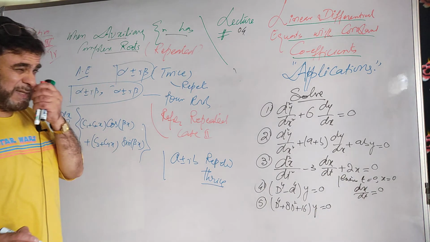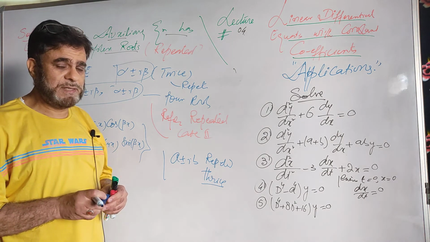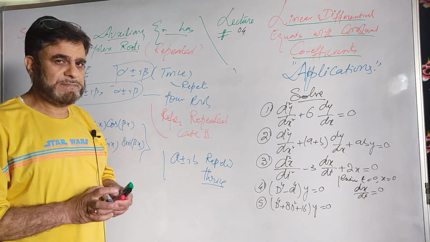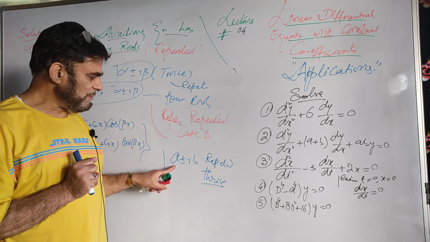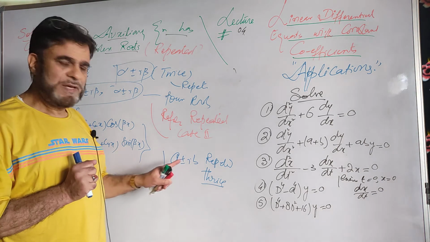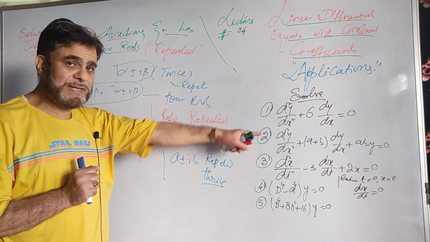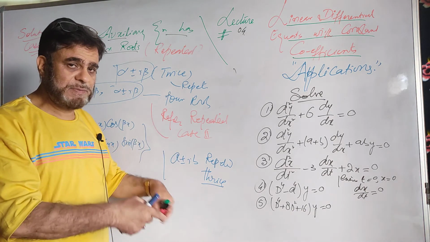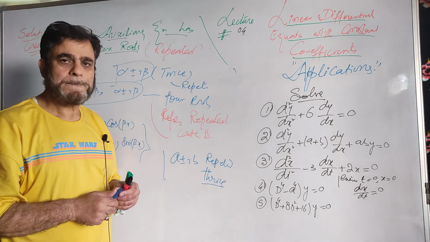Actually this will be the case when you are solving a differential equation with constant coefficients of degree 6. It will have degree 6, because this means there are 6 roots. One is a plus iota beta, then again a plus iota beta, then again a plus iota beta, then a minus iota beta, then again a minus iota beta, and again a minus iota beta. So we write a plus minus iota b is repeated thrice.